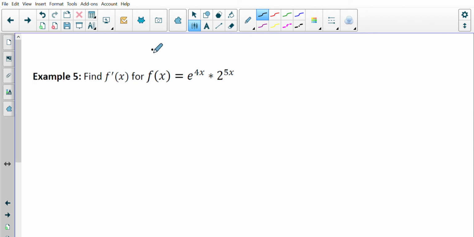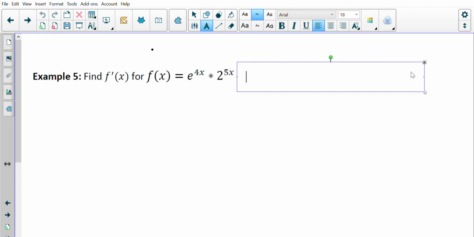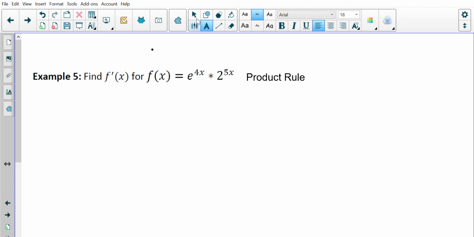I have example 5 where we have f of x is equal to e to the power of 4x times 2 to the power of 5x. So again, we have a function times a function. And so this time I'm going to use the product rule. All right, which is very similar to the quotient rule. It's just a little bit easier, but this function is a little more advanced.